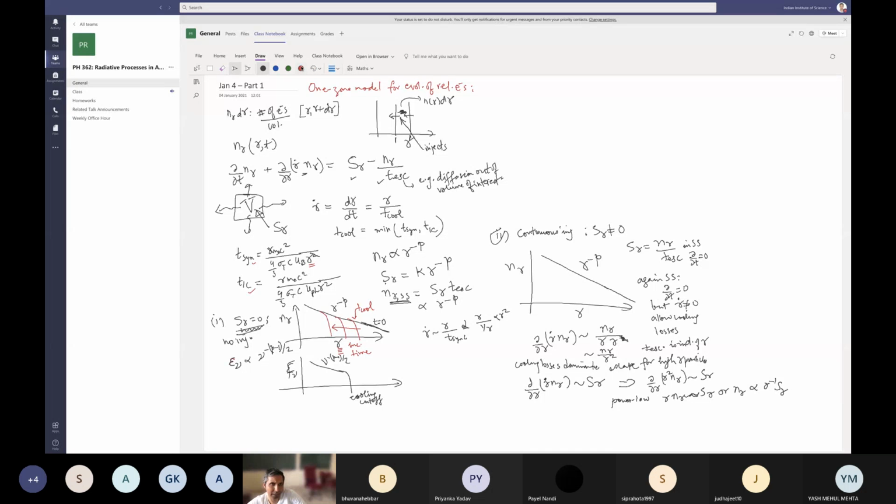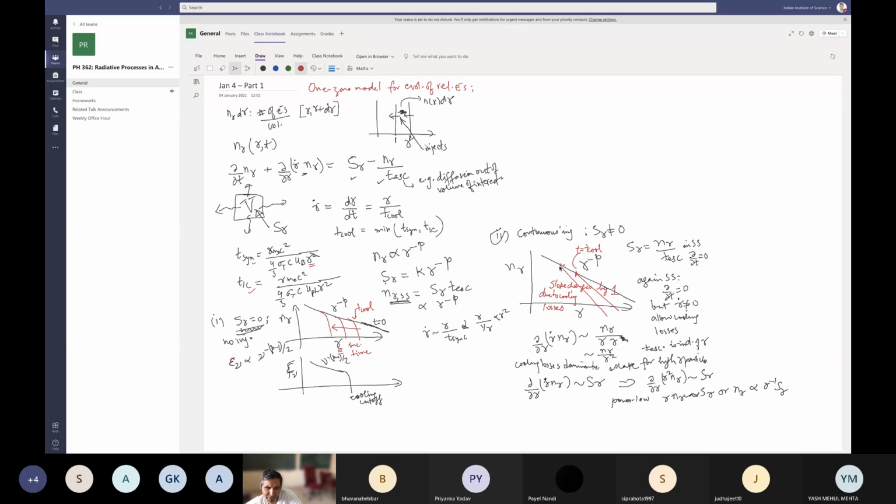So what happens is, in the case where there is continuous injection of high energy particles, the n gamma slope changes by 1. Slope changes by 1 due to cooling losses. So this break actually again happens at the same location where T is equal to T cool. Okay, so with time it moves to the left.